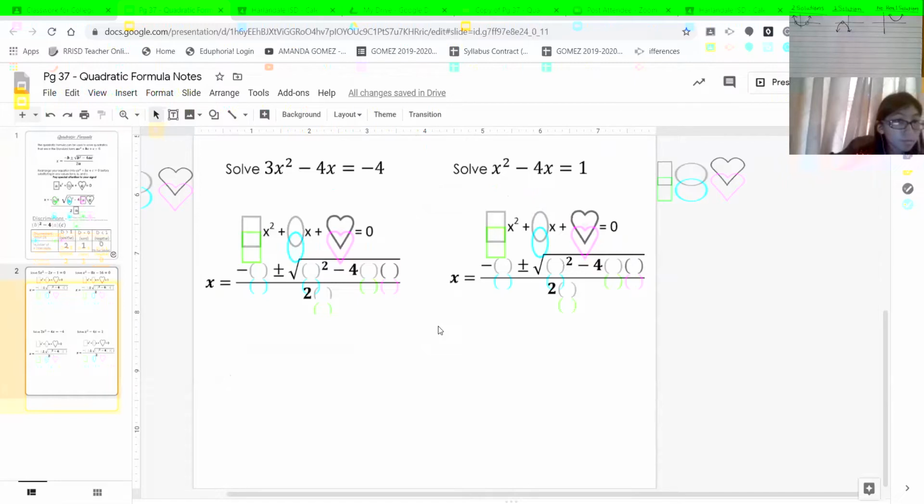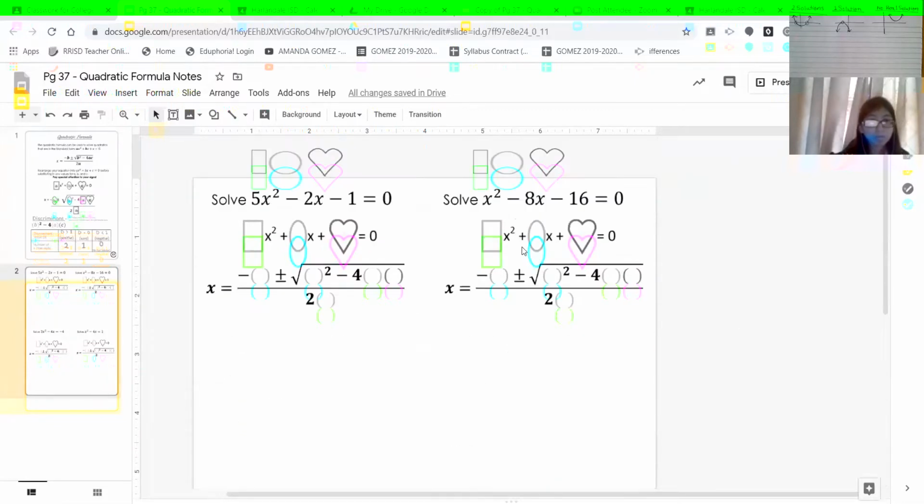I will give you the option. Do you want me to do the left side or the right side with you? Because you're going to do half the problems on your own. Let's do the left side.